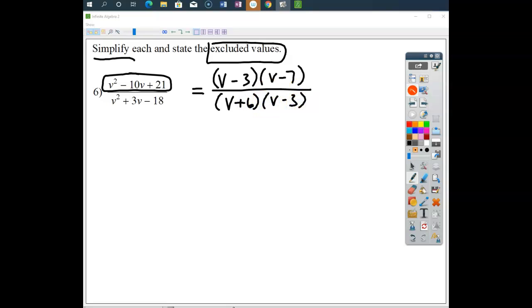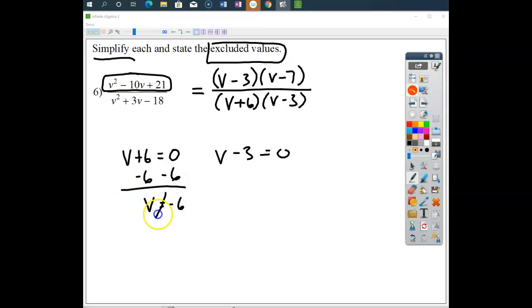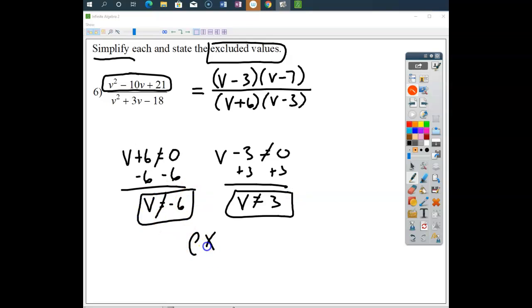Okay? And so before I simplify it, though, here's how you state the excluded values. You take the bottom factors and you set them equal to 0. And basically what this means is that v cannot equal 0 because v plus 6 cannot equal 0. And v minus 3 can't equal 0, so therefore v also can't equal 3. These are what we call the excluded values. These are the values that v is not allowed to equal.